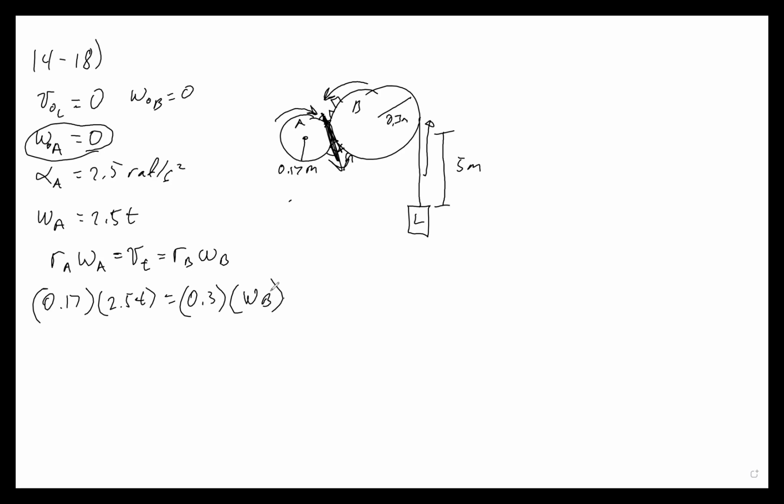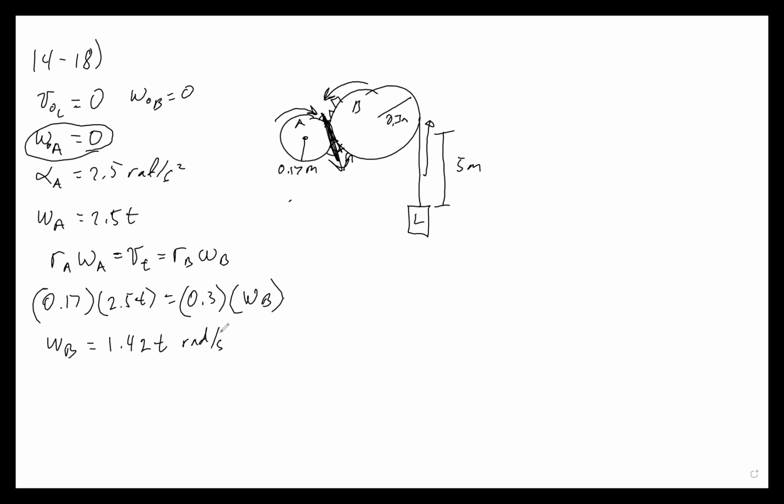So what we can do is solve for omega B, and it will have a t in the function. Basically, we just found omega B, the angular velocity of B, as a function of time. If we solve for that, it's 1.42 t radians per second.